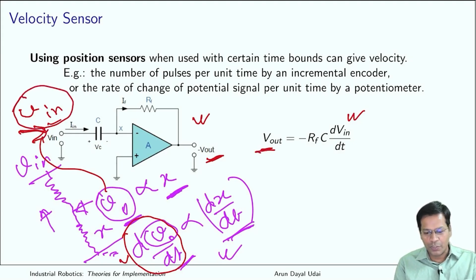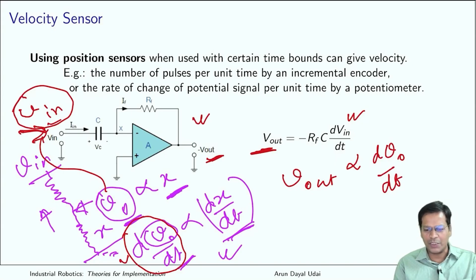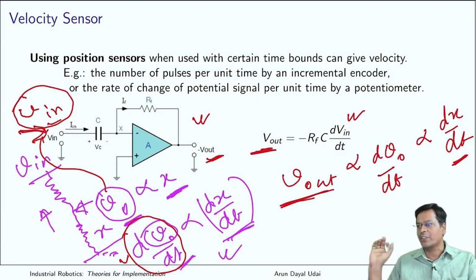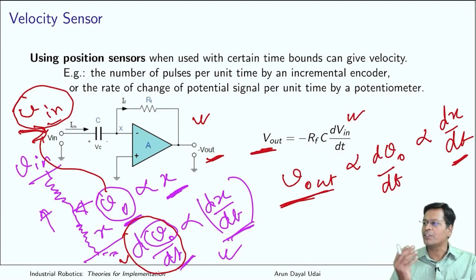The output is a voltage. This time the output from the op amp is proportional to the rate of change of the output from your potentiometer, and this is proportional to the rate of change of displacement. So the voltage output after this differentiator circuit is proportional to the velocity. This is just one way of doing it in an analog way. Using a simple potentiometer, you can estimate the velocity.